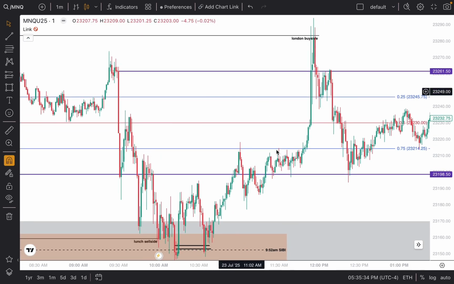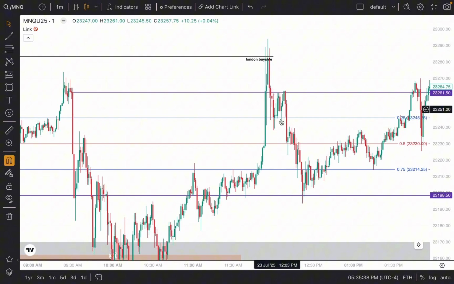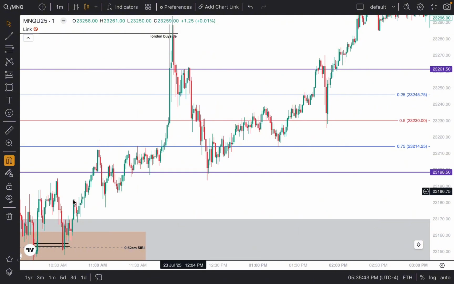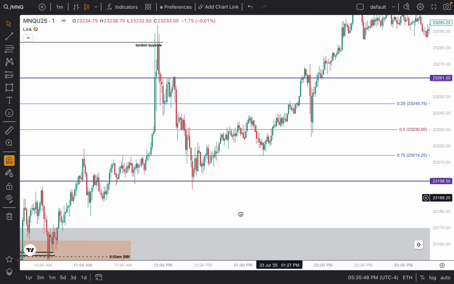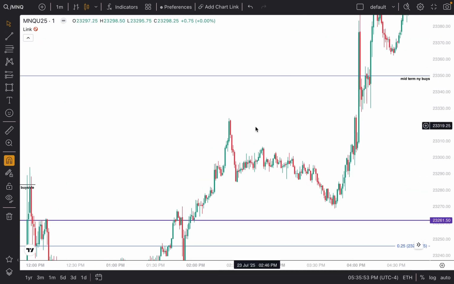expecting price to rally above to London buy side was my first partials above there. It drops lower here. If you miss the trade at 10 o'clock, you could have waited for PM buy side. I understand where I want to see price go to. I want to see it go to midterm New York right here, okay?